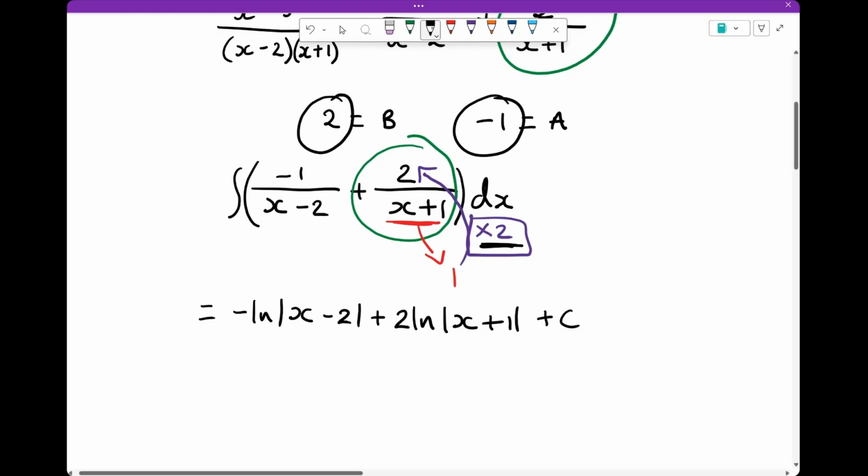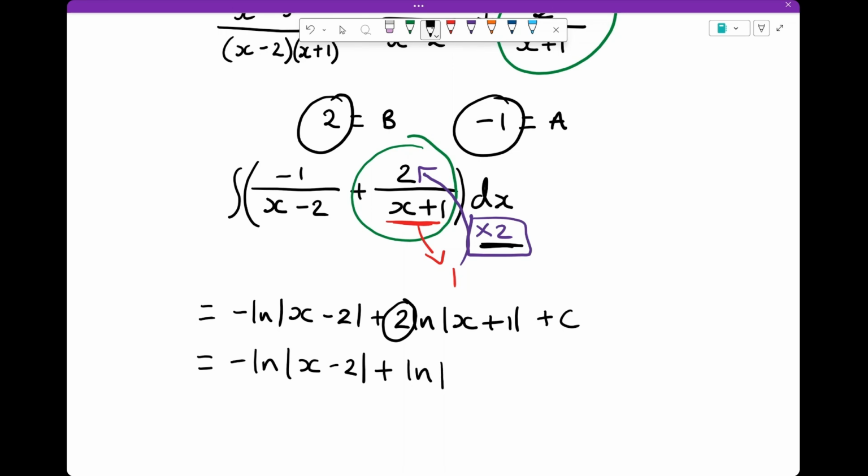Now, because both of them involve the natural logarithm, I could potentially try and use log laws. Now, in order to do that and combine them into one, I'm going to start by bringing the 2 in as a power on my second logarithm. So I would have negative 1 multiplied by the natural logarithm of the modulus of x subtract 2, and then plus, and then we're going to bring the 2 in as a power. So I would have the natural logarithm of x plus 1 squared plus c.